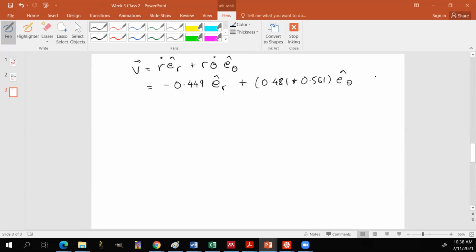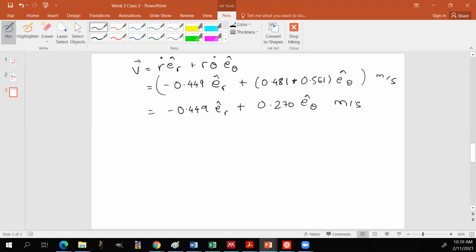Like that, right? And this is going to be in meters per second, so it becomes minus 0.449 e_r. And what is this product equal to? 0.481 times 0.561? 0.27. Yeah, 0.27. Thank you. So 0.270 e_theta meters per second. And then from my point of view, the problem is done.